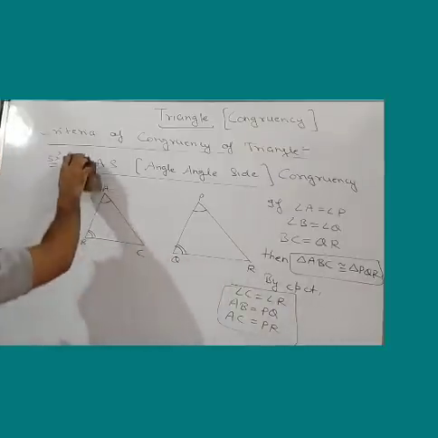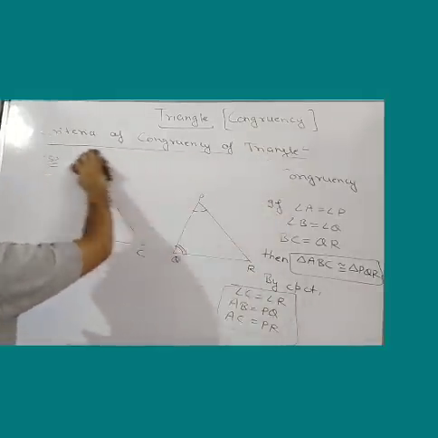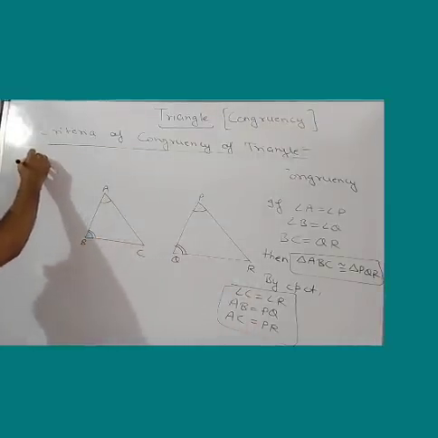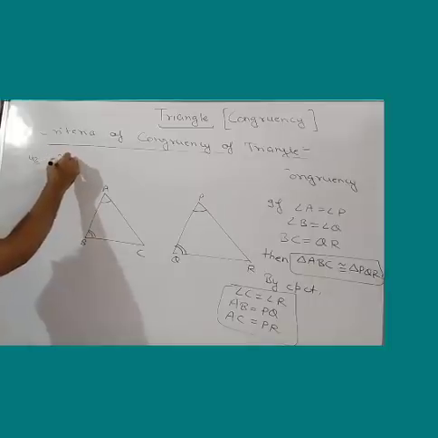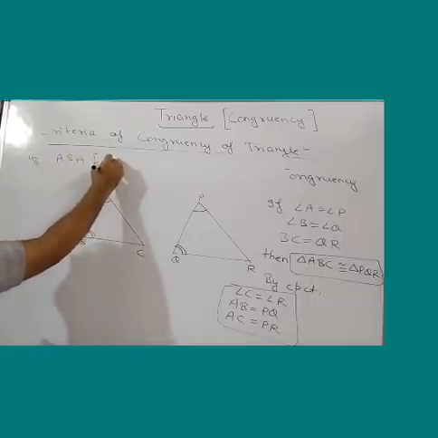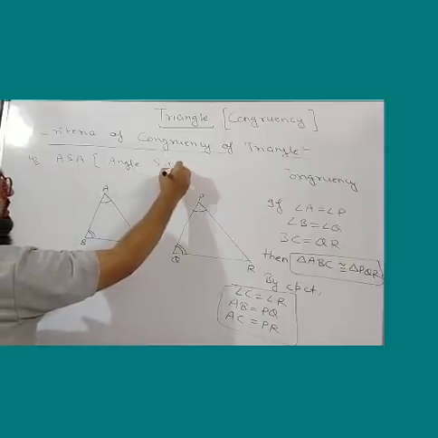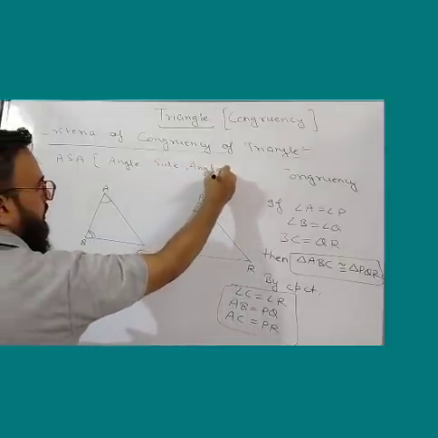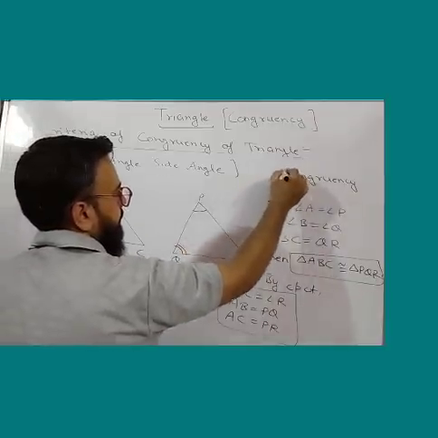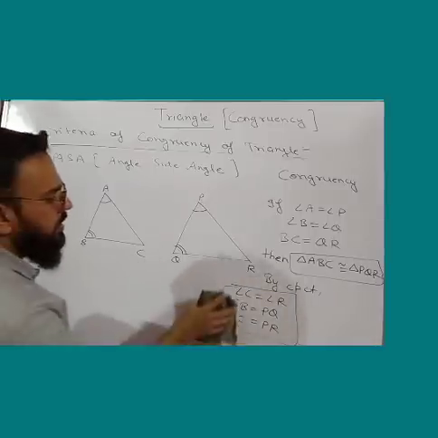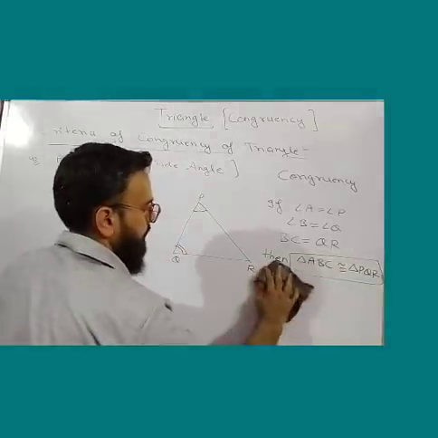Now if we discuss the fourth criteria of congruency, it is angle side angle. This is our fourth criteria, angle side angle congruency. Now again we are taking the same figure, but the condition here changes.